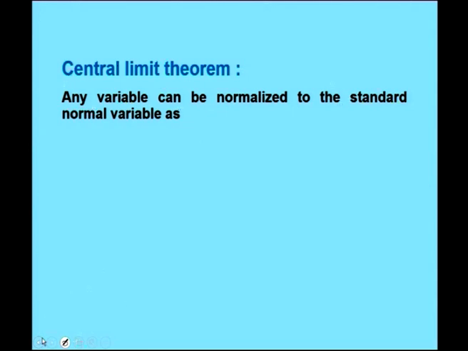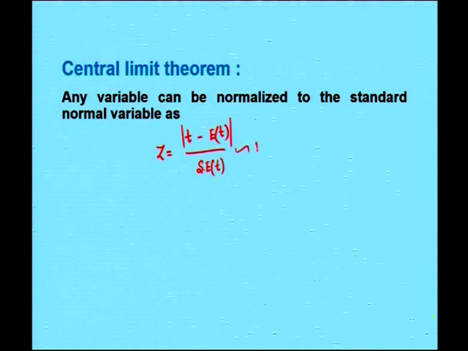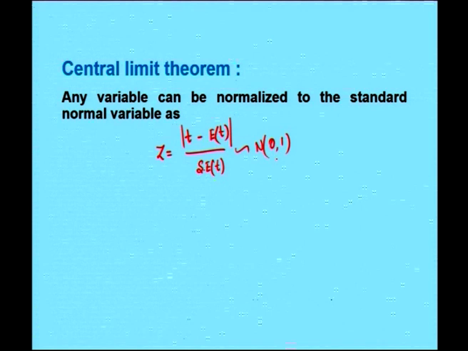The ultimate central limit theorem conclusion is that any variable can be normalized to the standard normal variable as z is equal to the statistic t minus its average, divided by the standard deviation of that statistic. The standard deviation is the standard error of the statistic, and this has to be taken in modulus. This is the normalization, and it follows a standard normal distribution with mean 0 and standard deviation 1.